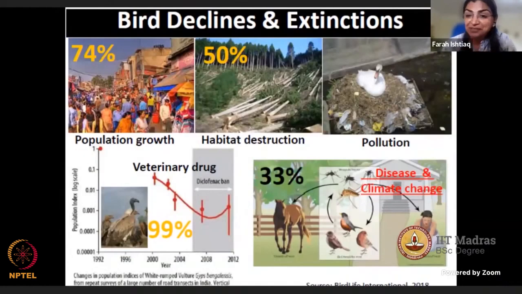Now, from a conservation perspective, the reason I got interested in this disease world is because when you look at the information on what could be the reasons for the decline or extinction of these bird populations, a lot of people talk about habitat degradation or population growth or even pollution. And from a South Asia perspective, I guess you must have heard of this veterinary drug, which was introduced in the late 90s, which led to the decline of the Gyps vulture population. But disease, with respect to climate change, has not surfaced so much. But this is becoming a real issue, and we don't have much information related to that.